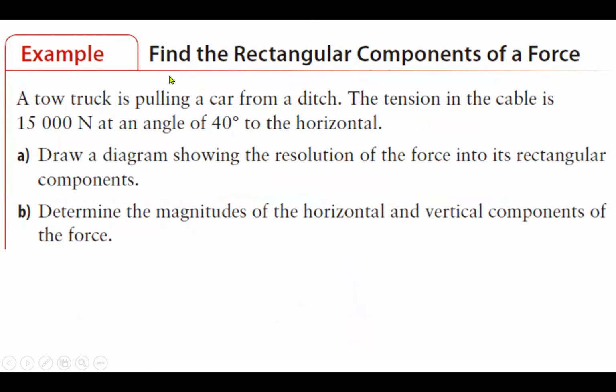Okay, now let's consider this example. A tow truck is pulling a car from a ditch. The tension in the cable is 15,000 newtons at an angle of 40 degrees to the horizontal. Draw a diagram showing the resolution of the force into its rectangular components. Then determine the magnitudes of the horizontal and vertical components of the force. Okay, again, I'll give you 5 minutes to have a look at the example here.